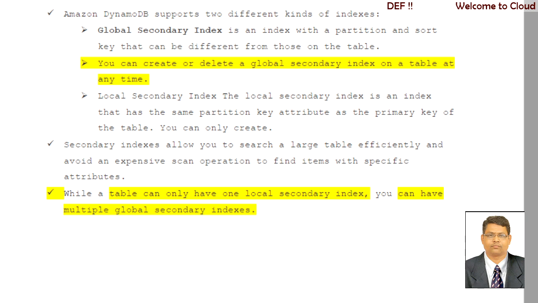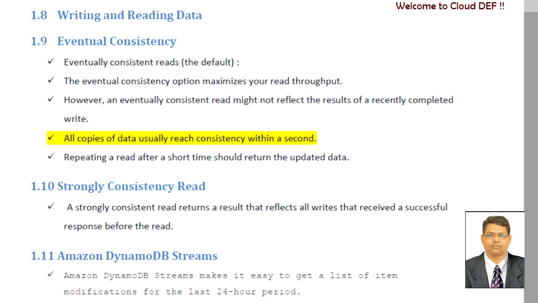1.8 Writing and reading data. 1.9 Eventual consistency. Eventually consistent reads, the default. The eventual consistency option maximizes your read throughput. However, an eventually consistent read might not reflect the results of a recently completed write. All copies of data usually reach consistency within a second. Repeating a read after a short time should return the updated data. 1.10 Strongly consistent read. A strongly consistent read returns a result that reflects all writes that received a successful response before the read.